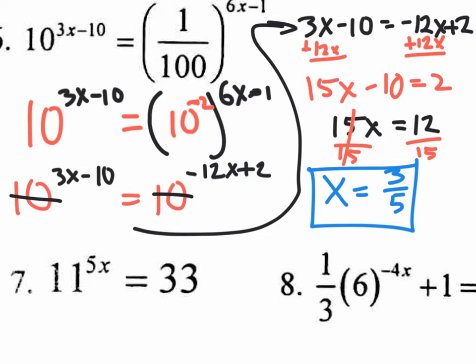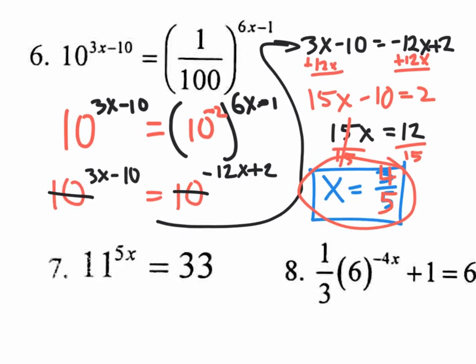You got it? I'm just kidding. It's not 3/5, it's 4/5. If you reduce by 3. 12 divided by 3 is 4. 15 divided by 3 is 5. So yes, 4/5 is the answer. I apologize. Wrong answer. Let's move on to the real fun stuff.